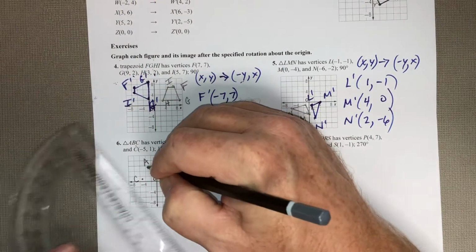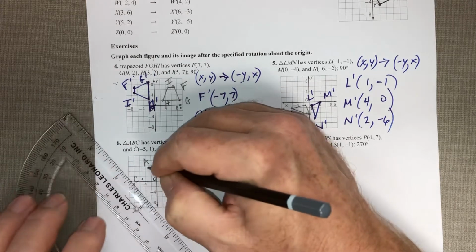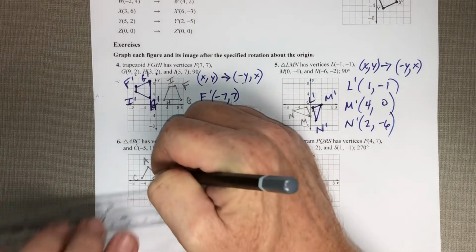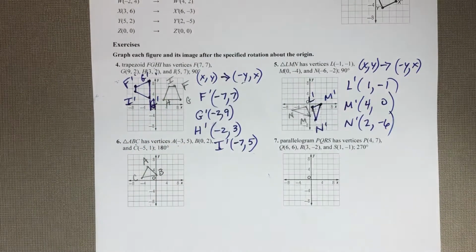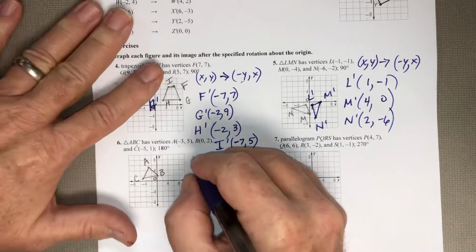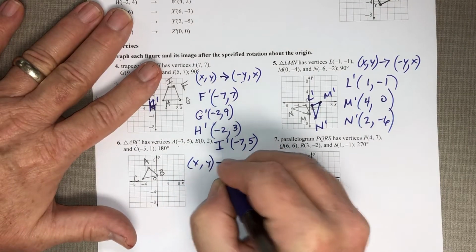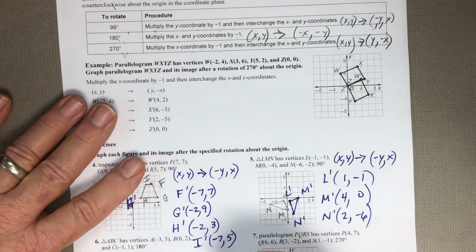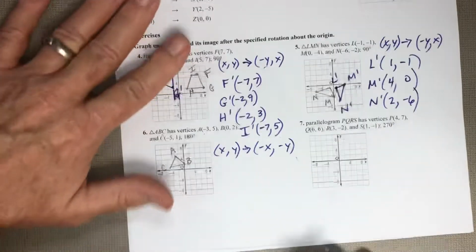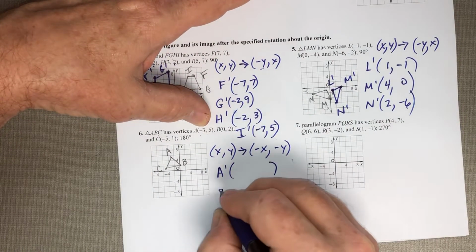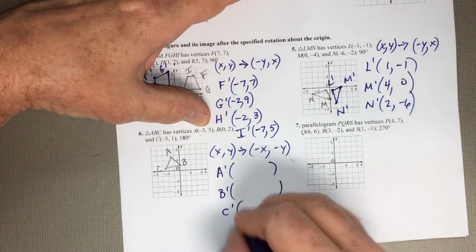And I'm going to use my straight edge to draw these segments. There's segment AB, there's segment AC, and then I need segment BC, and I will have that triangle ABC graphed right there. Now I'm going to use my rule for the 180-degree rotation. The rule for 180-degree rotation says that XY changes to negative x, negative y. So I want to find the coordinates for A prime, for B prime, and for C prime.